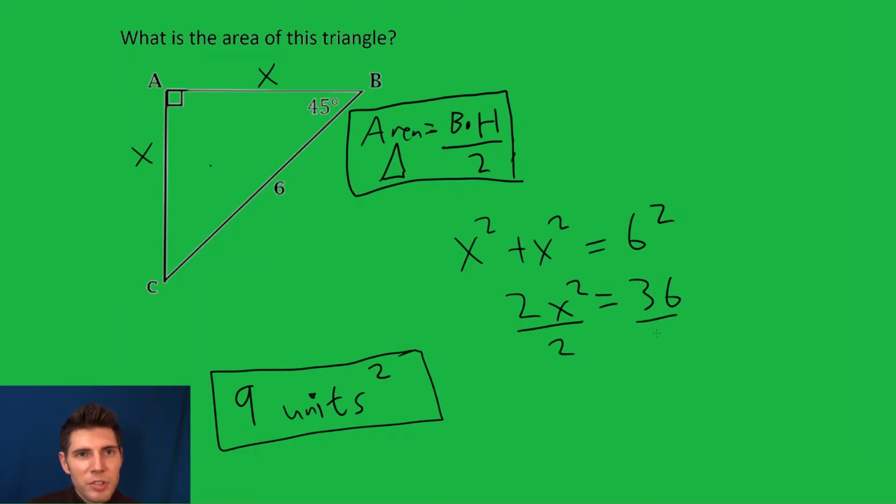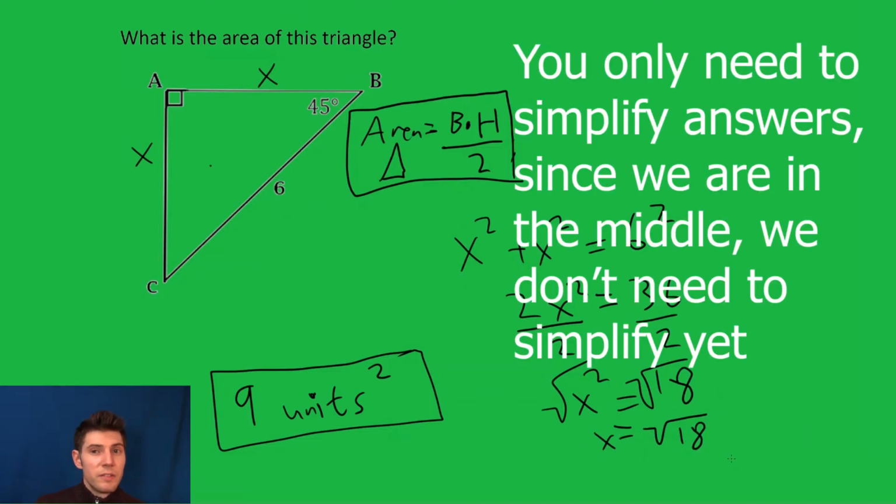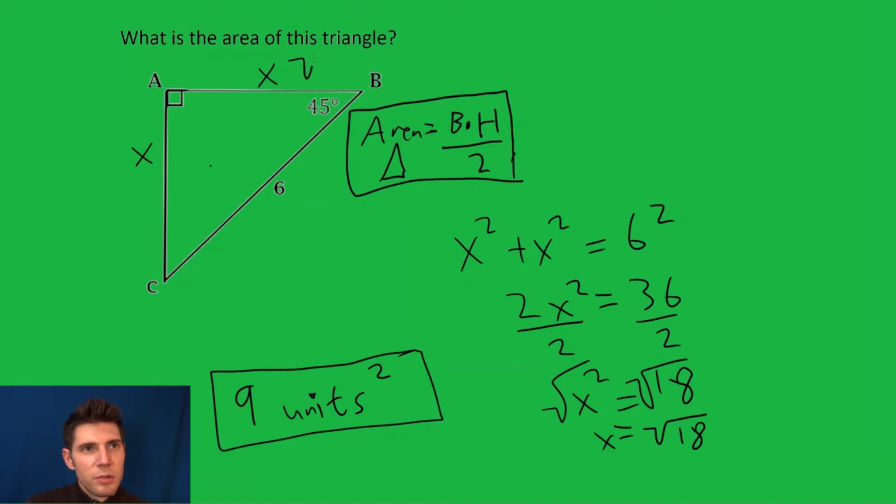Then we can divide both sides by 2, and you get x squared equals 18. Then when we square root both sides, we get x equals root 18. We can probably just leave this as root 18. Let's just do that. This could be simplified, but we don't need to simplify it for this problem. So the root 18 is our x. So this right here is root 18. And this right here is root 18.